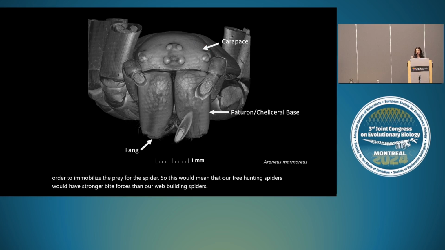But how a spider captures its prey is actually quite complicated.